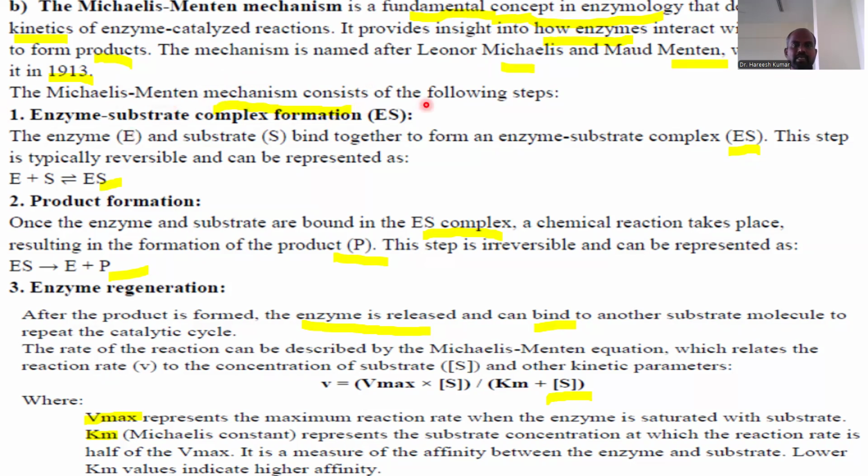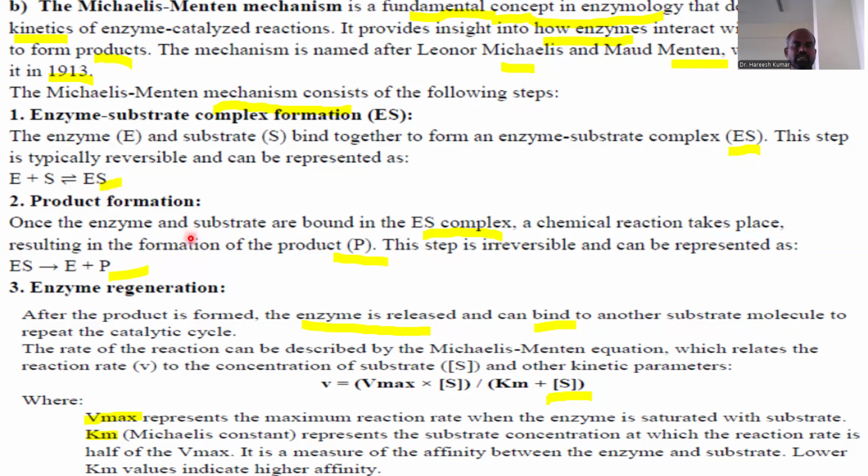The Michaelis-Menten mechanism consists of the following steps. Enzyme-substrate complex formation is the first step. The enzyme reacts with the substrate, binding together to form an enzyme-substrate complex. This is called the ES complex. This step is typically reversible and can be represented as E plus S in equilibrium with ES.